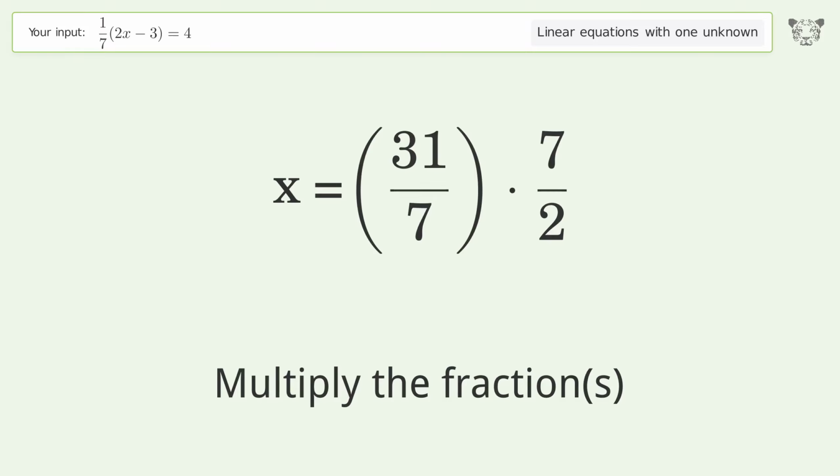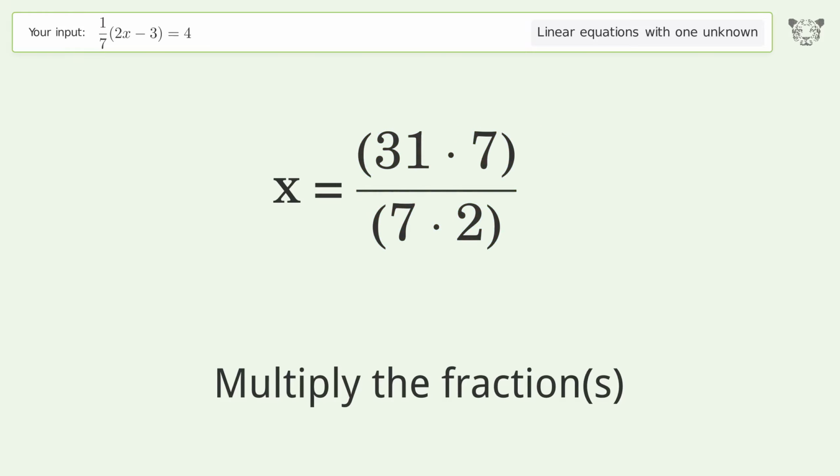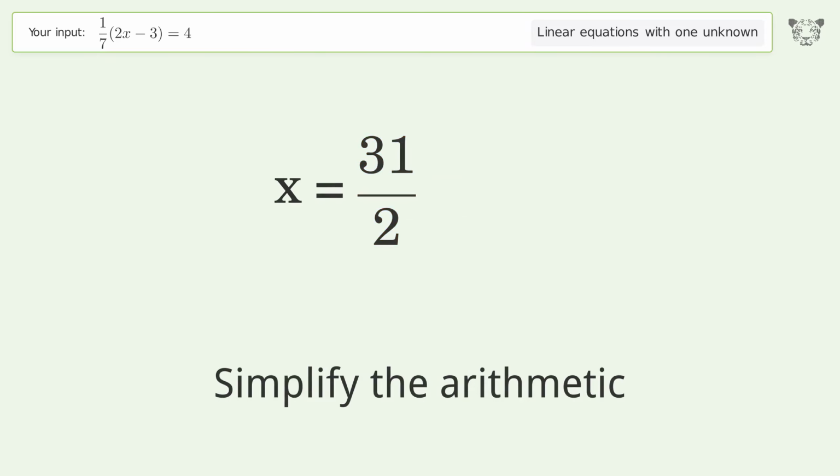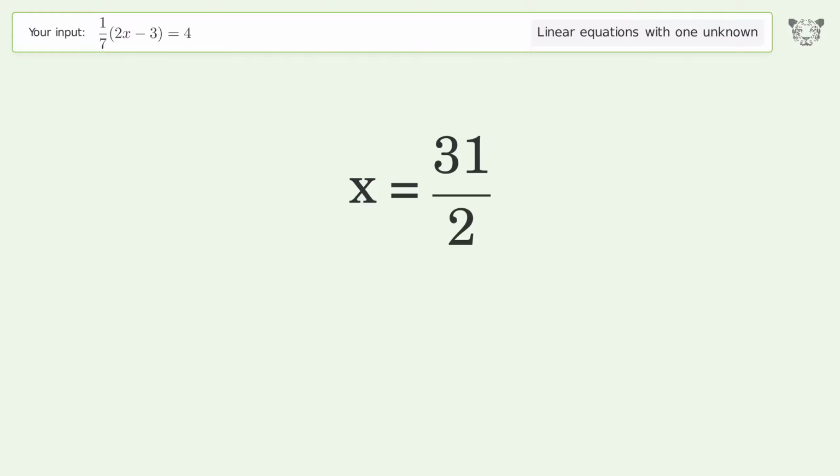Multiply the fractions. Simplify the arithmetic. And so the final result is x equals 31 over 2.